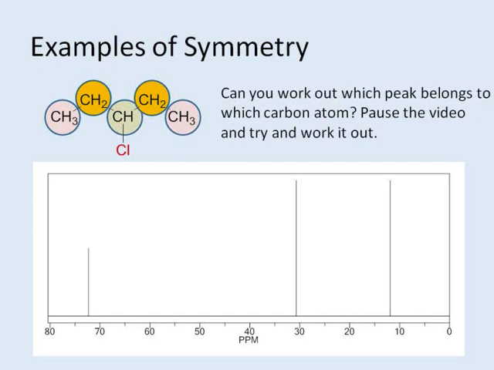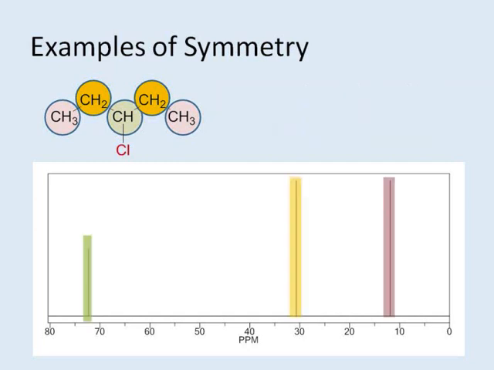So how did you go? Did you identify that the carbon attached to the chlorine atom corresponds to the peak furthest downfield, highlighted in green? Did you remember that the carbon of a CH3 group is usually furthest upfield? If so, well done. You are getting the hang of carbon-13 NMR interpretation.